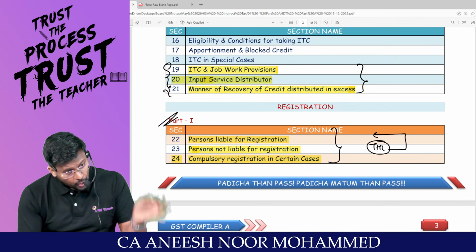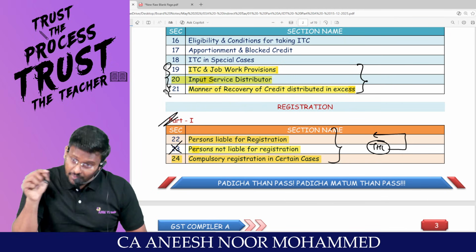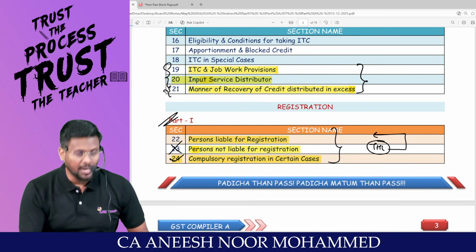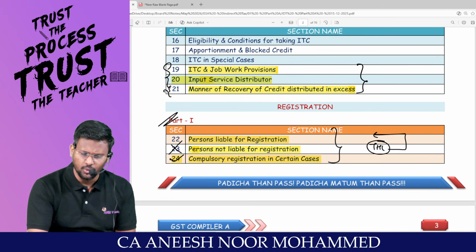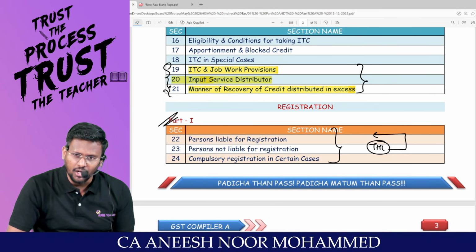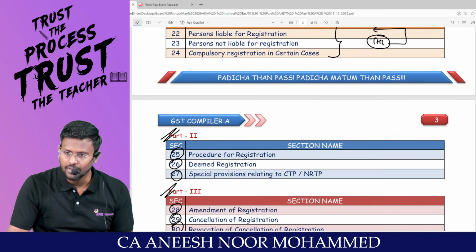Sir, even though your turnover exceeds the threshold limit, you are not liable to take registration. And even though your turnover does not exceed the threshold limit, there is compulsory registration. So what is section 22? Person liable for registration. Section 23: person not liable for registration. Section 24: compulsory registration. Are you already with me?